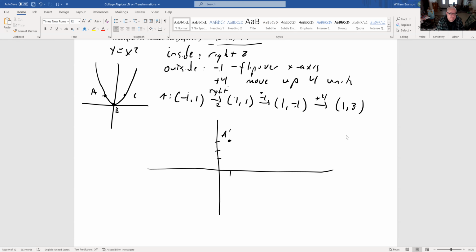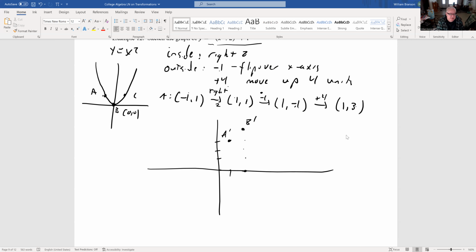Well, B is 0, 0. And if we move that right 2 units, right, 0, 0 ends up there. Flip it over the x-axis. It's on the x-axis, so nothing happens. And then we add 4. 1, 2, 3, so there. That's where B prime goes.